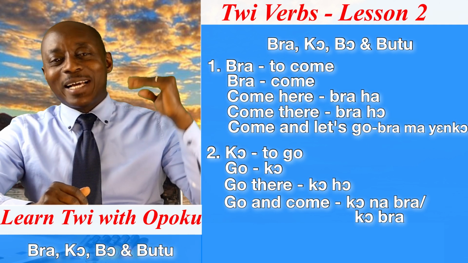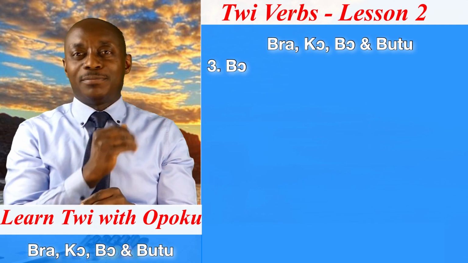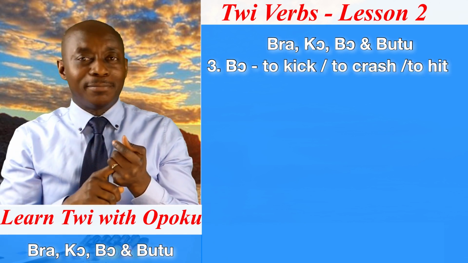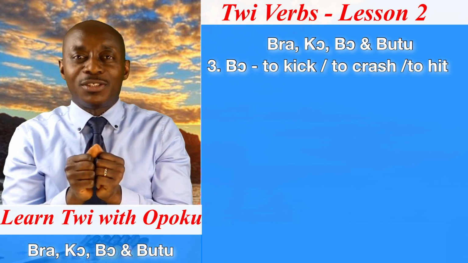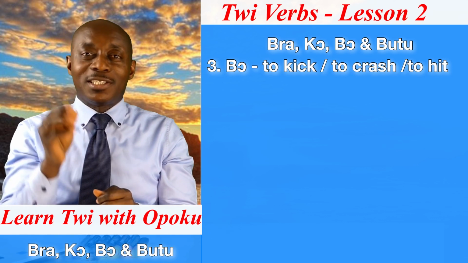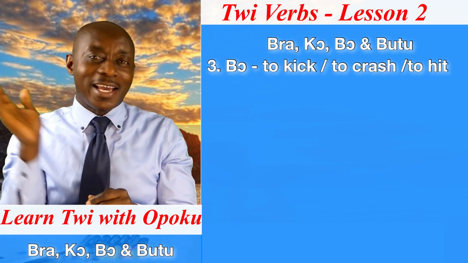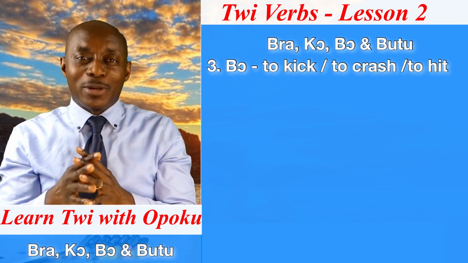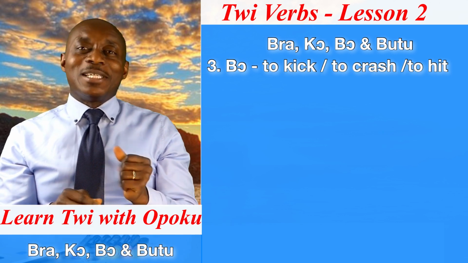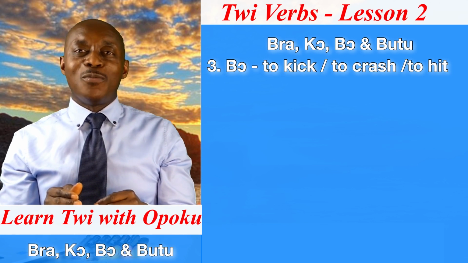Good. Let's go to the third verb. The third verb is what? Bo. Bo could mean to kick, to crash, and then to hit. I wish I would not explain that one, because hitting in any form is what? Violence. Well, let's proceed. Bo, as I've told you, could mean what? To kick.